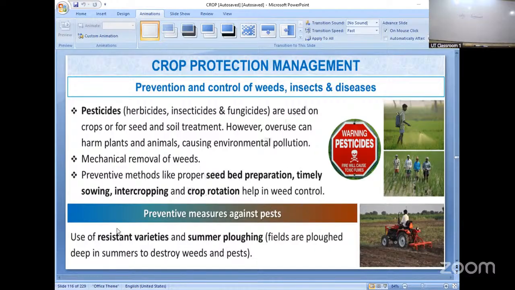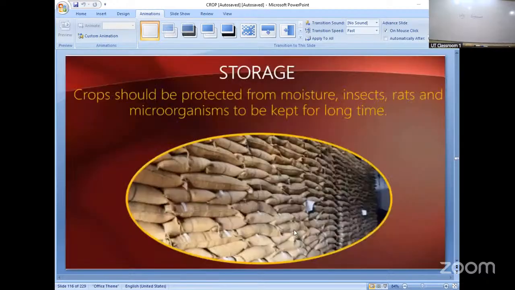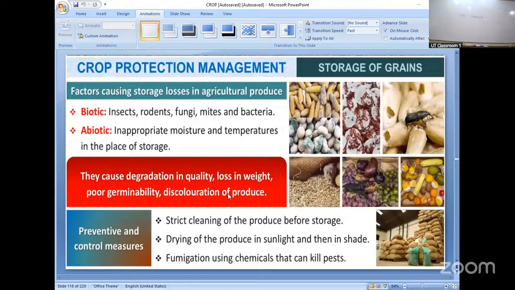And resistant varieties should be grown in the summer. Other preventive measures are also taken against these pests. And after harvesting, the grains are taken out, right? And these have to be protected from moisture, microorganisms, or insects or pests like rodents, right? So they should be protected from biotic and abiotic factors.